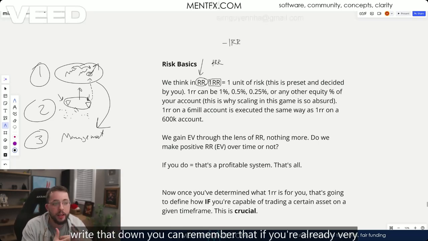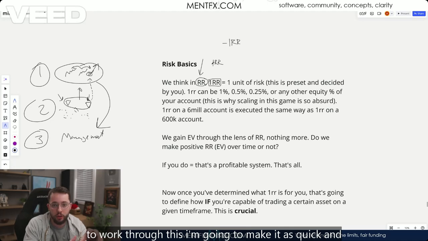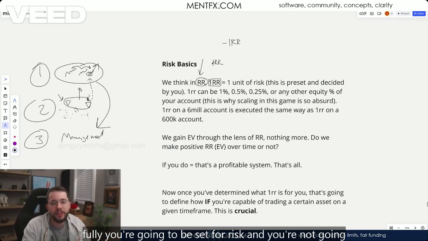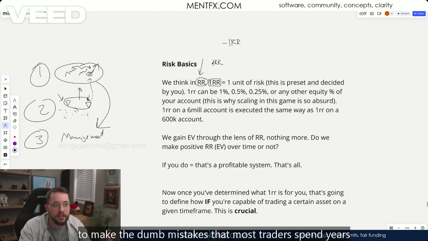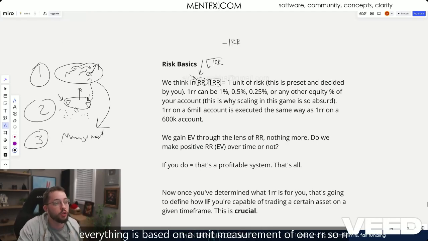So you can write that down. You can remember that. If you're already very advanced and understand this, it's okay. Just allow yourself to work through this. I'm going to make it as quick and efficient as possible. But if you get this understanding fully, you're going to be set for risk, and you're not going to make the dumb mistakes that most traders spend years making. Okay, so we think as traders in RR only, and everything is based on a unit measurement of 1 RR.